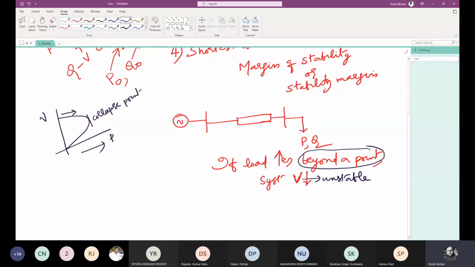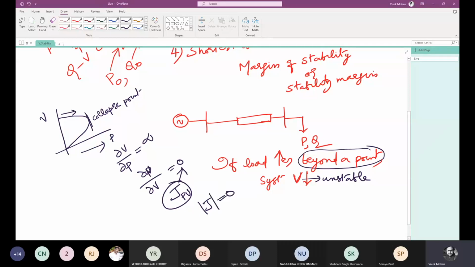At the collapse point, if you draw a tangent, it will be parallel to the vertical axis, and dou V by dou P would be infinity, and dou P by dou V would be 0. So inside the Jacobian matrix of the Newton-Raphson load flow, or the Jacobian of the load flow equation, one element is JPV, right? So this JPV will become 0. So there are chances of the Jacobian becoming singular, or the determinant of Jacobian becoming 0, and then it will not be invertible. So the load flow will diverge. Load flow will not converge.